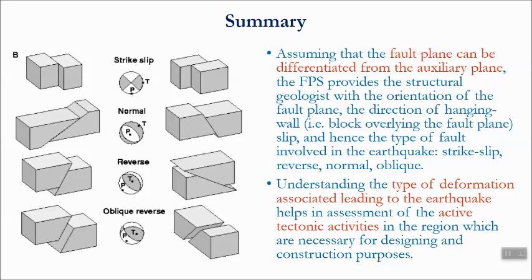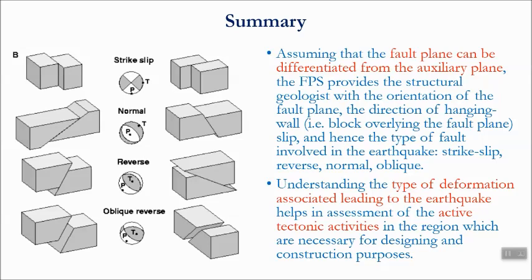So basically, to summarize what we have understood from this, FPS gives us the fault plane which led to the deformation from which the earthquake has generated. So assuming that the fault plane can be differentiated from the auxiliary plane based on the field evidence, the FPS provides the structural geologists with the orientation of the fault plane, the direction of the hanging wall, and the direction of the slip. Hanging wall is the block overlying the fault plane. So we will come to know whether the associated fault is a strike slip fault, reverse fault, normal fault, or an oblique fault from the beach ball diagram.